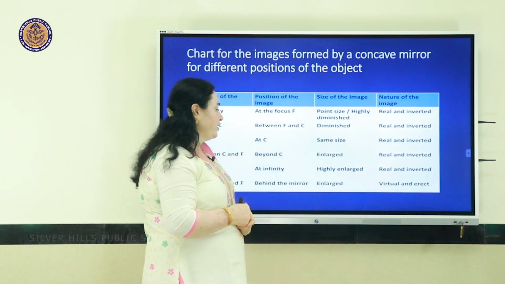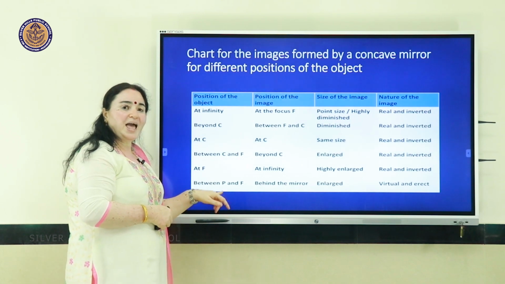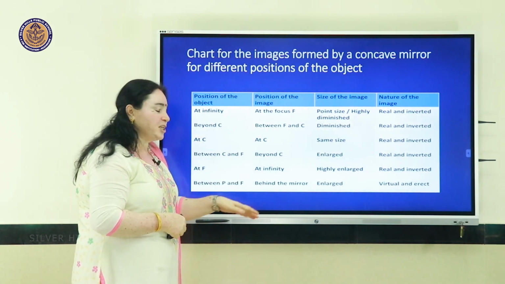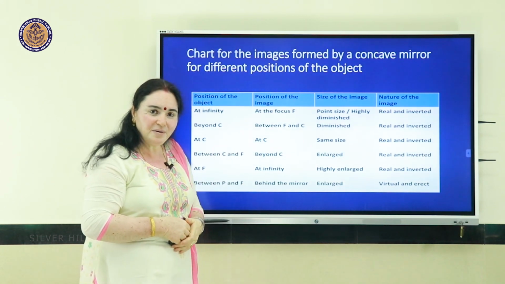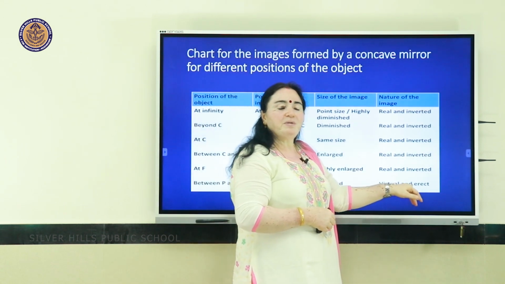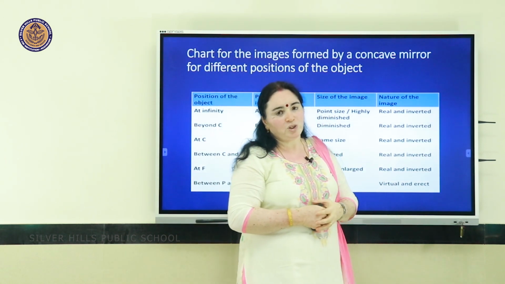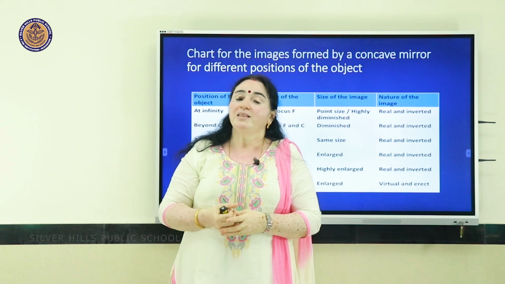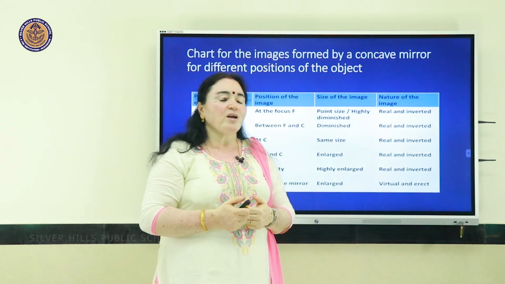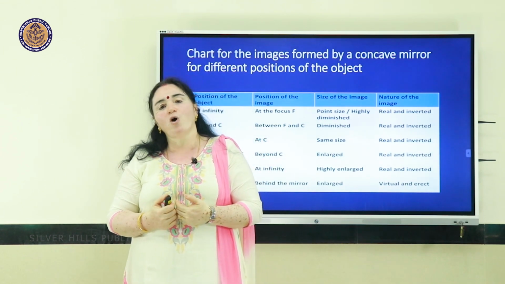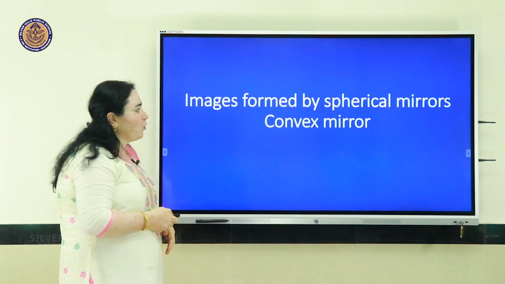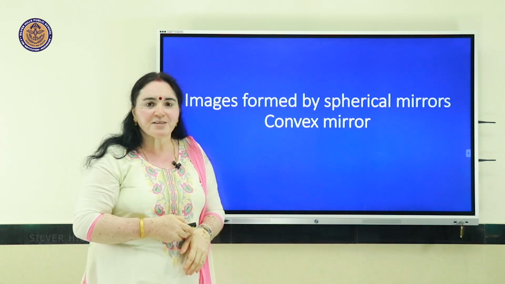Check the last one. Between the pole and the focus, if I keep my object, the image will be formed behind the mirror, it will be enlarged or magnified, and it will be erect and virtual. That's all about the image formed by a concave mirror. Now let us check on how are the images formed for a convex mirror. The image is formed by spherical mirror, convex mirror.